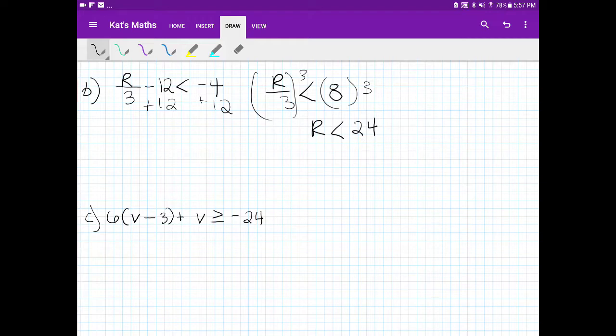So my number line is going to have like 24 over here and 0 here. And we know that it's less than 24, and it doesn't include 24. So right at 24, it's got a hole, right? That's not a filled in circle, it's a hole. And it goes this way. So r is less than 24.